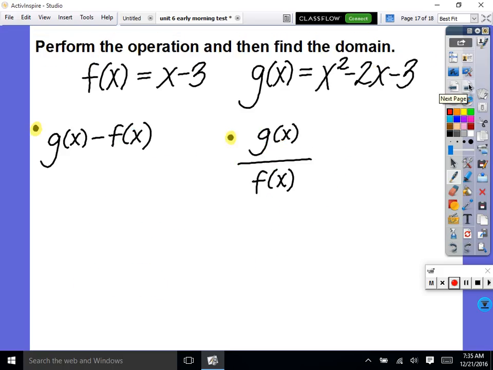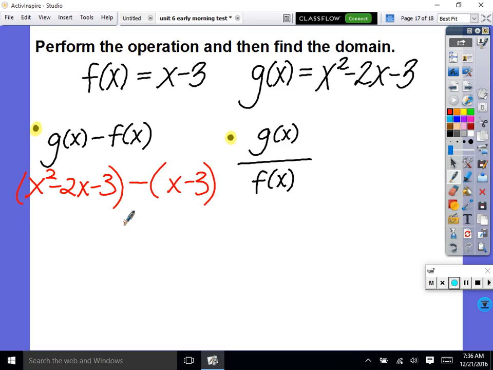Okay, next one, perform the operation. So find g minus f. So that's that minus that, correct? So parentheses, x squared minus 2x minus 3. This is the last part of the test. Minus x minus 3. We're not going to miss subtraction, so we're going to distribute -1 through. Negative x plus 3, yeah?